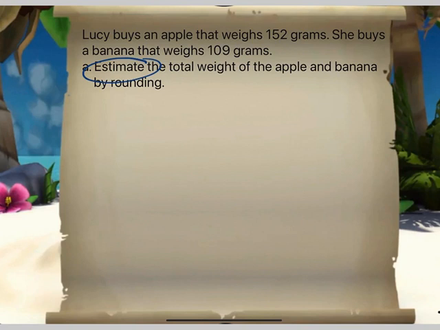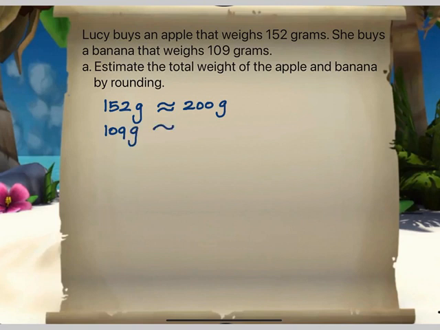How can we do an estimate of the total weight? Let us round each number to the nearest 100. So 152 grams when rounded to the nearest 100 will be 200 grams and 109 grams when rounded to the nearest 100 will become 100 grams.